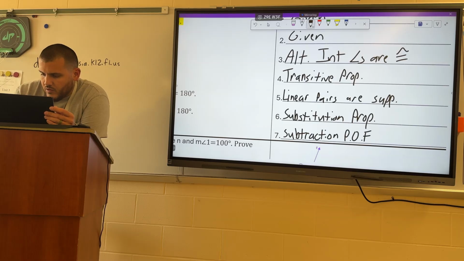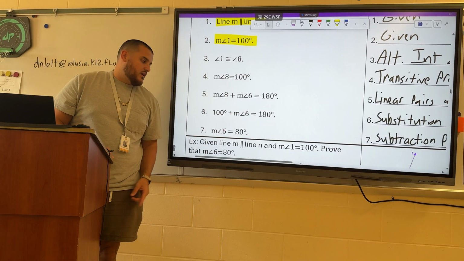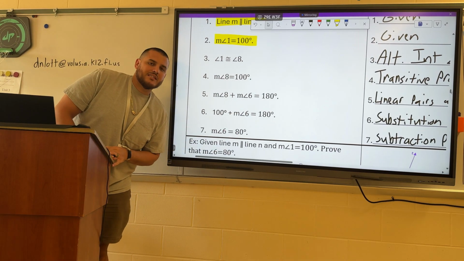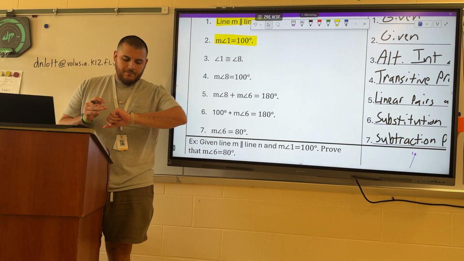Subtraction property of equality. Again, we subtracted both sides of the equal sign by 100 here to get angle 6 equals 80 degrees. That's our first proof done for today.